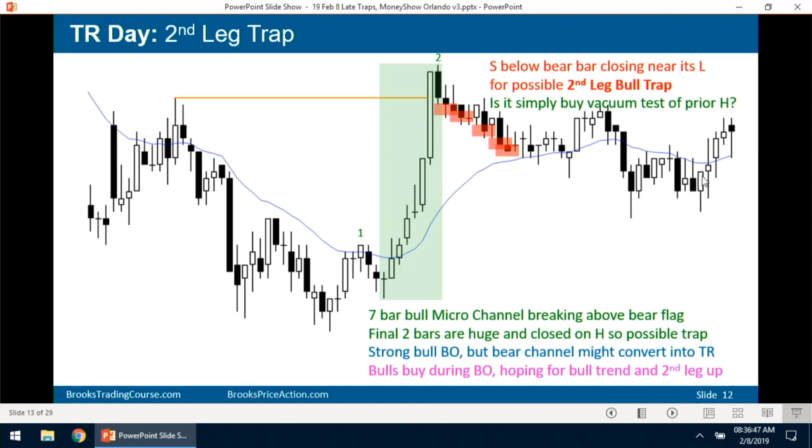It did not become a huge bear trend. It might be a bull flag for tomorrow, but the bulls who did not get out lost money, and the bears who sold made money. So the key is, if you have something that might be a trap and you get a bear bar closing near its low, bulls will get out and bears will start to sell.